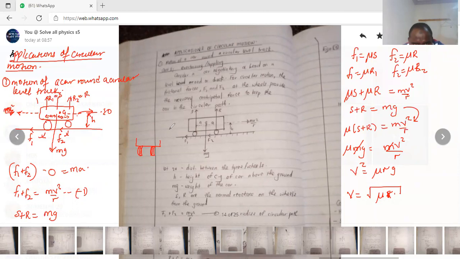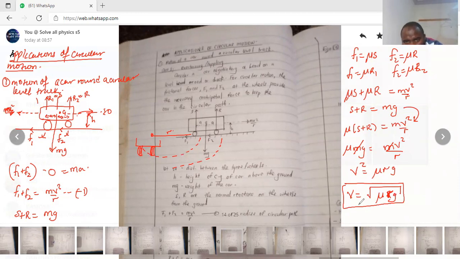Small r now is, if this is the circular path, the distance from the center of that circular path, which is what we are calling r. So mu r g becomes the equation for velocity that predicts the velocity to which one has to slow down when negotiating a bend. That is why whoever is driving, if the car reaches a corner or a turn, has to slow down. We call it negotiating. So when he's slowing down, he's negotiating the bend.